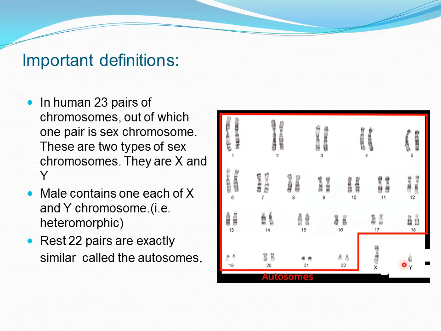So the male is called heteromorphic. The male person who carries two different chromosomes, an X chromosome and a Y chromosome, is called heteromorphic. In total we have 23 pairs of chromosomes, out of which 22 pairs are autosomes and the last one, the 23rd pair, is the sex chromosome. Now let us come to the topic.